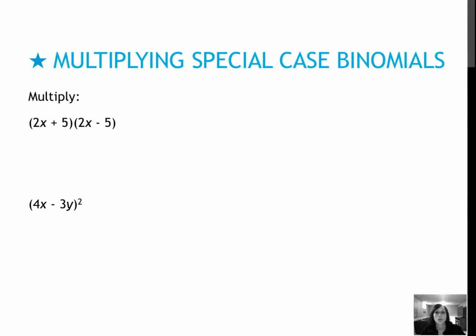Here are two for you to try on your own, then press play to see how you did. My first example, again, I would multiply the two terms together to get 4x squared. A minus sign in the middle, 5 and 5 is 25, because my two middle terms would have canceled.